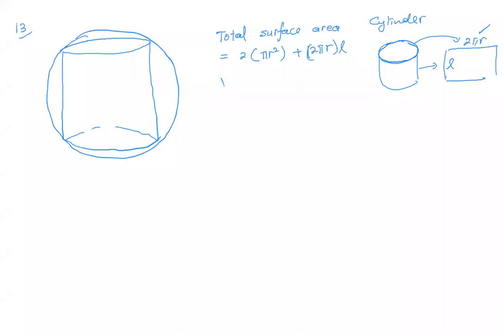Okay, how to get the volume? The volume of any regular shape will be the area of the base times length or times height, up to you to say. So it will be pi r square h. So these are the things about a cylinder that you have to take notes of. Okay, let's answer this question.